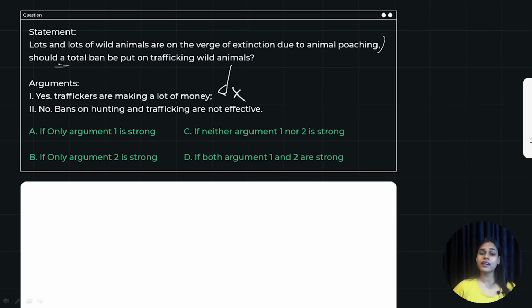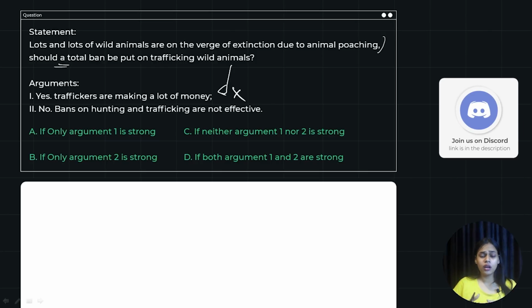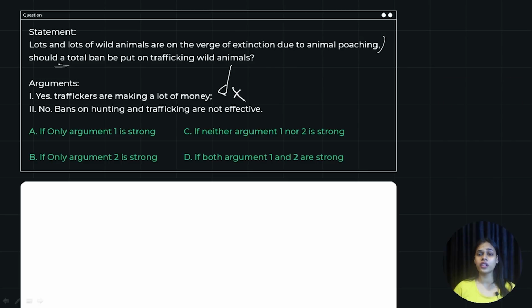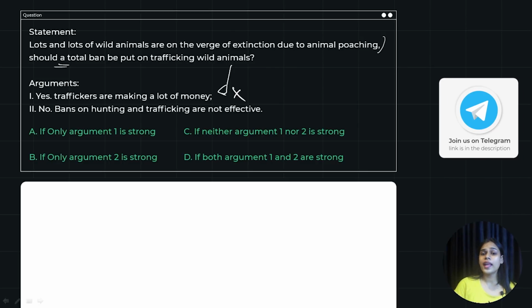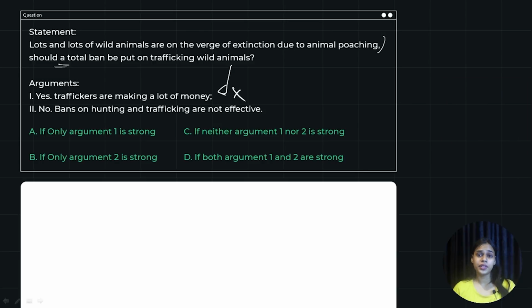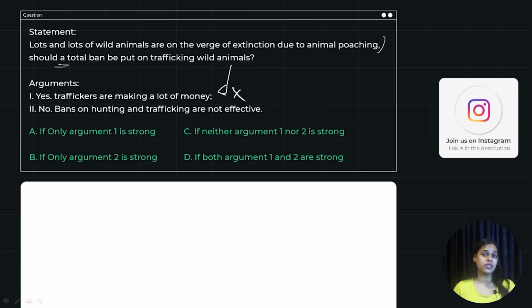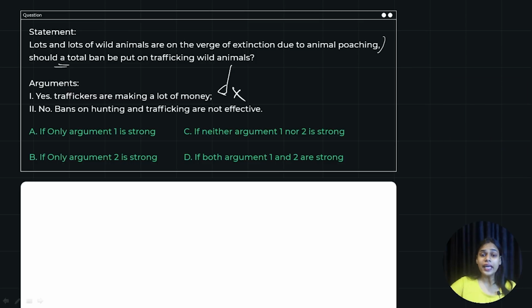No, bans on hunting and trafficking are not effective. You cannot say that bans are not effective, right? Whenever a government puts a ban on something, it has to be very effective. You cannot say it's not effective at all, right? So again, this argument cannot be strong enough. So neither do we know about the money, nor can we say that the bans are not effective. So both the arguments are not strong. Hence, we are going to go with option C. Neither argument 1 nor argument 2 is strong. All right.